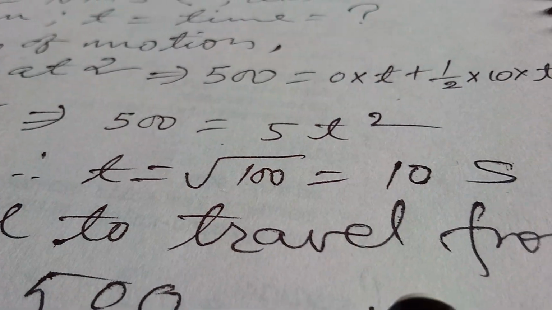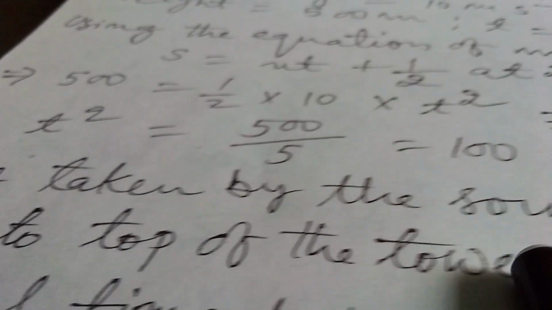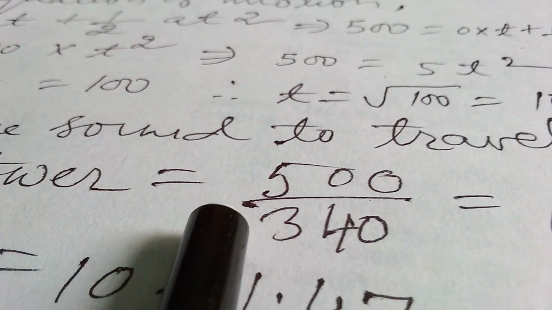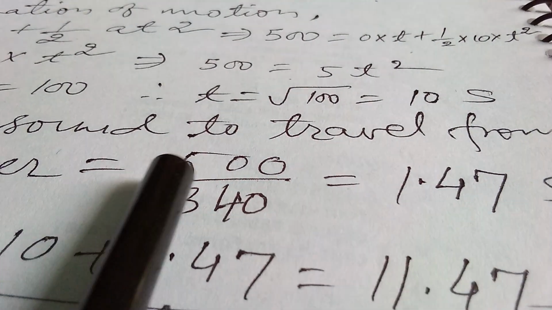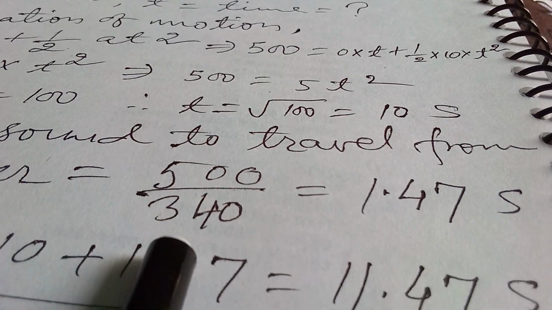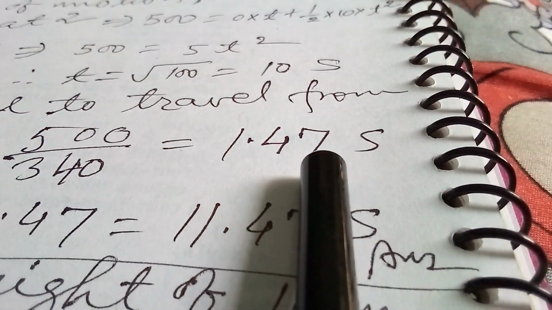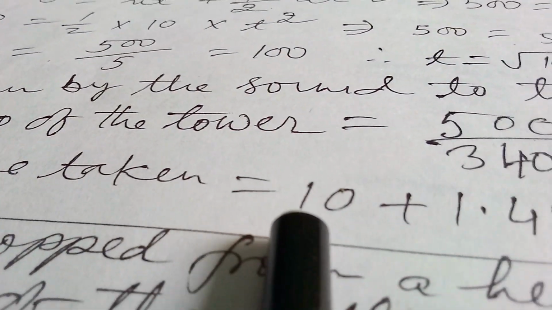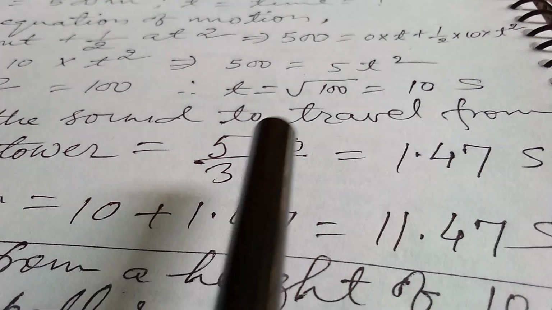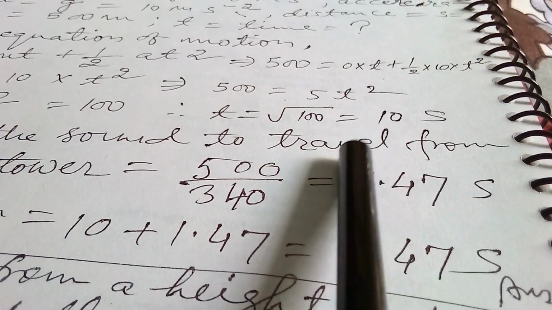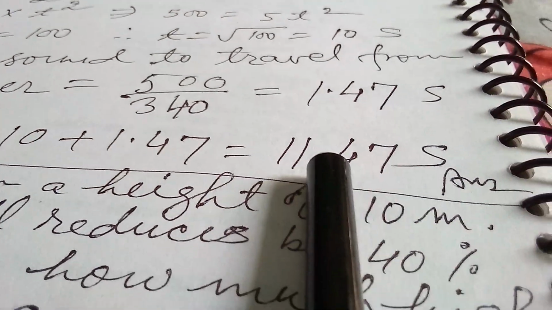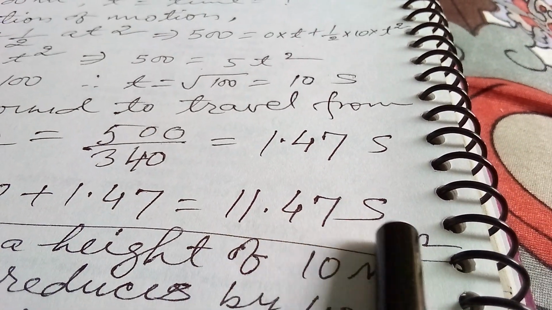So time taken by the sound to travel from pond to top of the tower equals distance by speed, that is 500 by 340, that is 1.47 seconds. So the total time taken is equal to 10 plus 1.47, because 10 is this time and 1.47 this. So total time becomes 11.47 seconds.